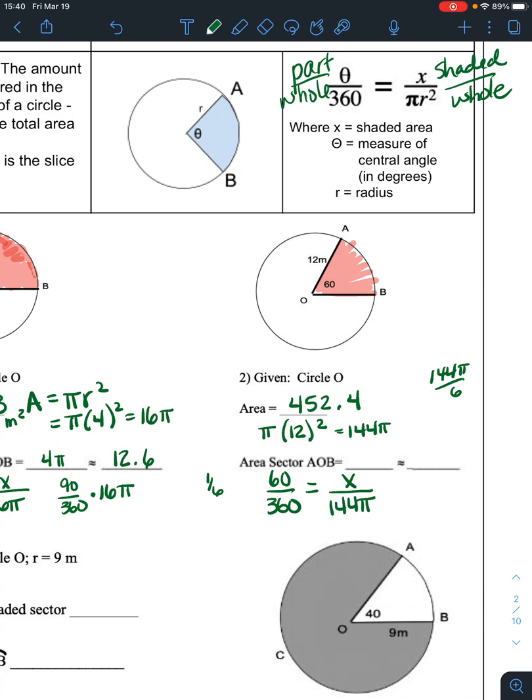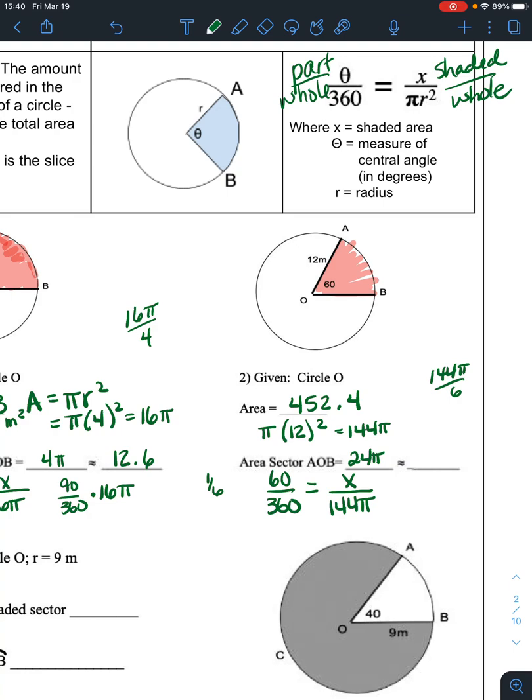You could do the same thing, right? Over here, we did 16 pi, and it was 1/4. 90 over 360 is 1/4, so you could divide it into 4 pieces. So that's just another way that you can think through it if you're good with logic math. And then times 144, you get 24, so it's 24 pi.